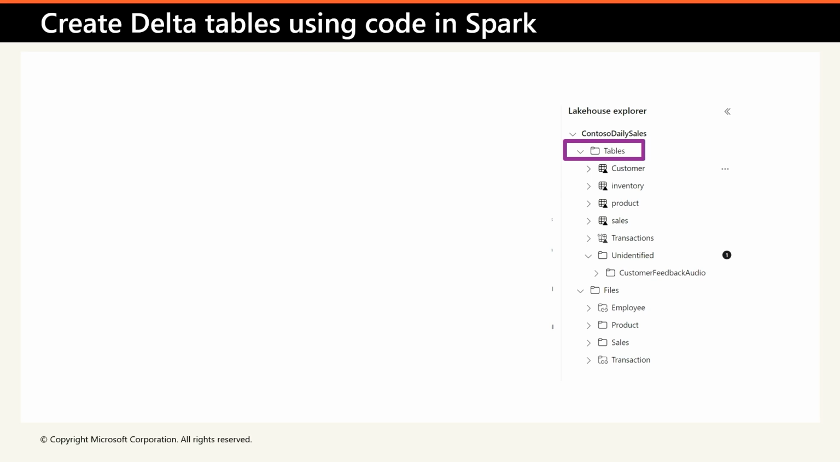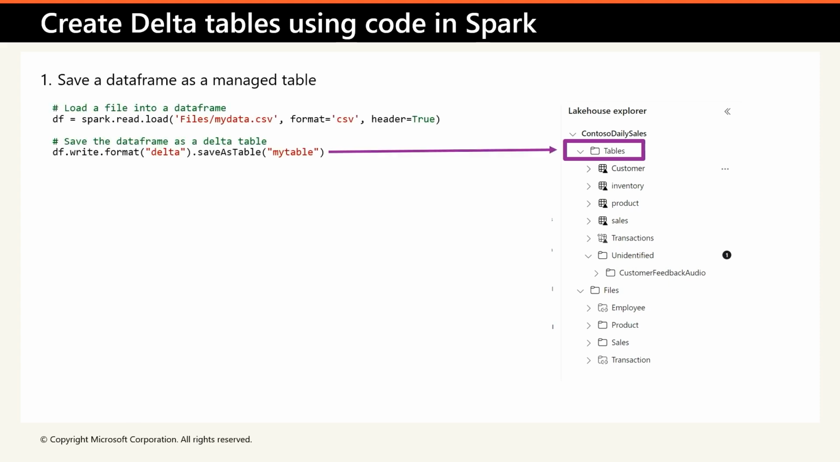When you create a table in Microsoft Fabric Lakehouse, a delta table is defined in the metastore for the Lakehouse, and the data for the table is stored in the underlying Parquet files for the table. One of the easiest ways to create a delta table in Spark is to save a data frame in the delta format. For example, the following PySpark code loads a data frame with data from an existing file and then saves that data frame as a delta table.